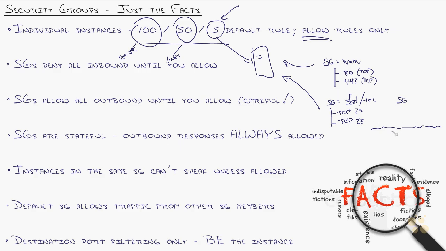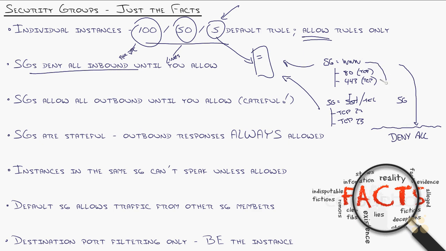It's like water, and under the water is deny everything. I'll just put deny all. So a security group, when you first create it, by default will deny all inbound until you allow. So anything that's trying to access this will just fall into the water, into the deny all.